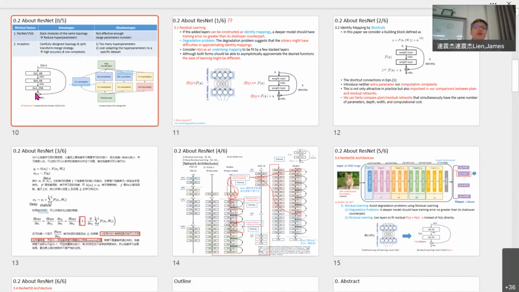ResNet has several important things. One is identity. Identity is a shortcut, and why we need a shortcut, I will explain. The other one is that the bottleneck is important. And the bottleneck has one important thing, that is the 1x1 filter.